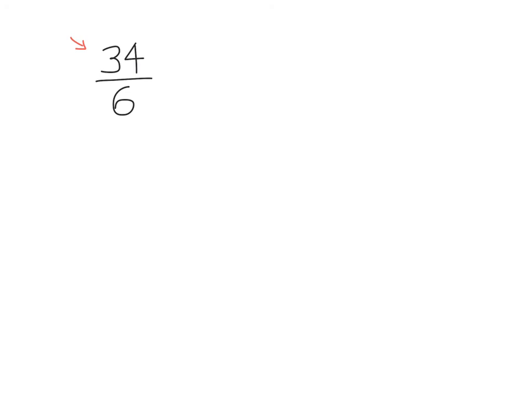So, there's 2 ways to do this. You can sort of simplify first and then change it to a mixed number, or you can change it to a mixed number first and then simplify. This time, I think I'm going to change it to a mixed number first. So, I'm going to take my numerator, 34, and do long division and divide it by its denominator, 6.